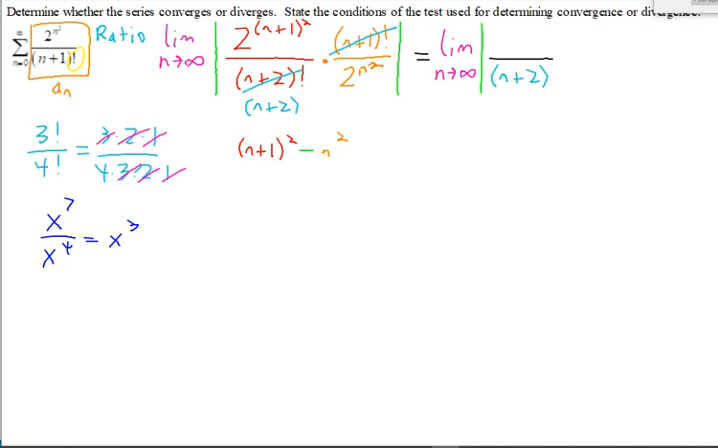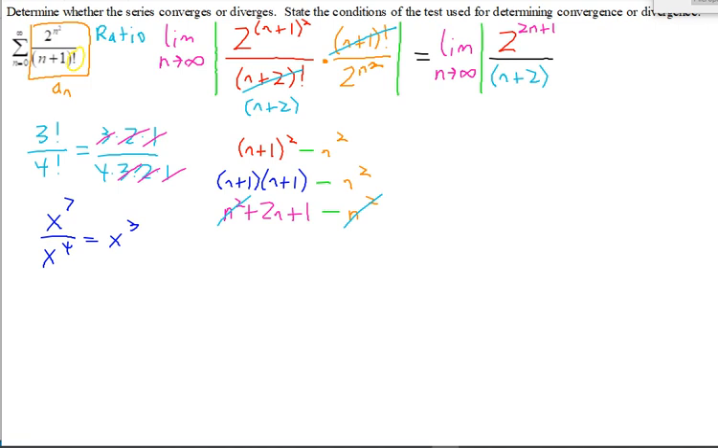Well, to simplify it, it requires multiplying this one out, the easiest way. So that would be n plus 1 times n plus 1, minus n squared. And if you multiply it out, you get n squared plus 1n plus another 1n gives you 2n plus 1, minus n squared. And then you can see the n squareds cancel out here, and leave you with just 2n plus 1. So that's what the exponent becomes. And since the larger one was on the numerator, it'd be 2 to the 2n plus 1.